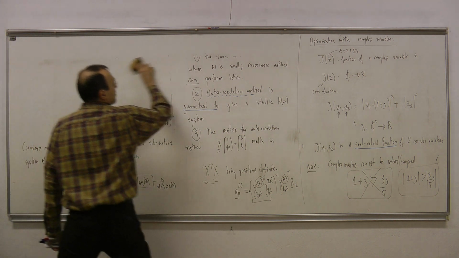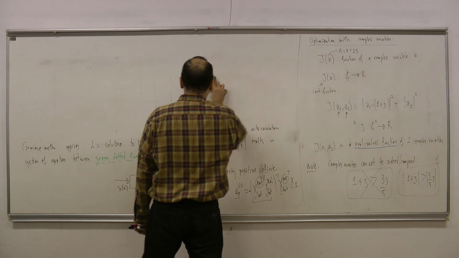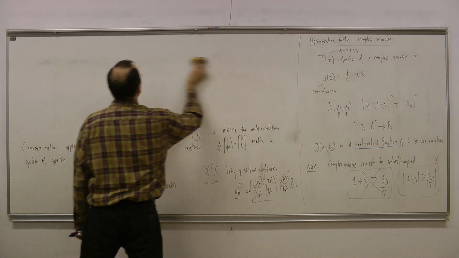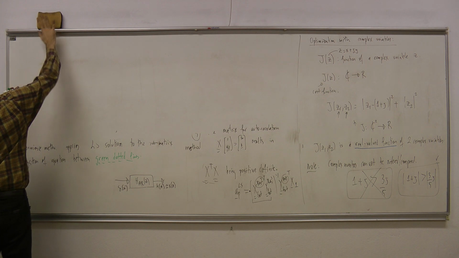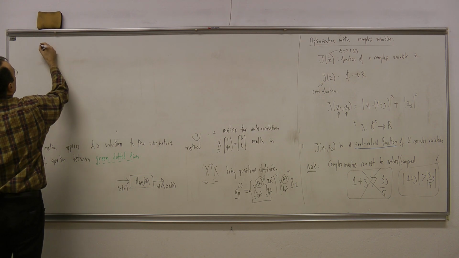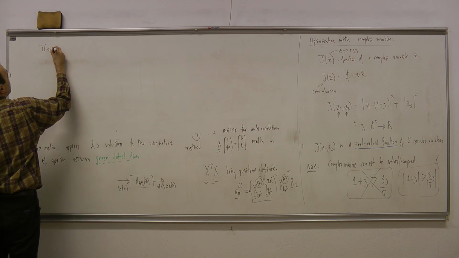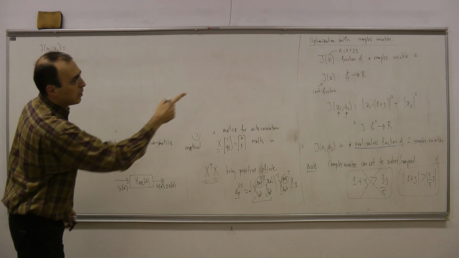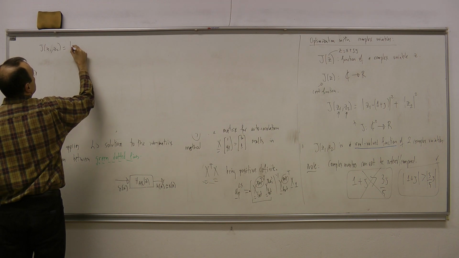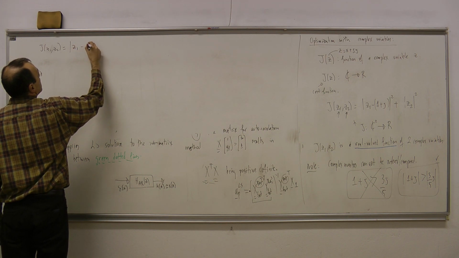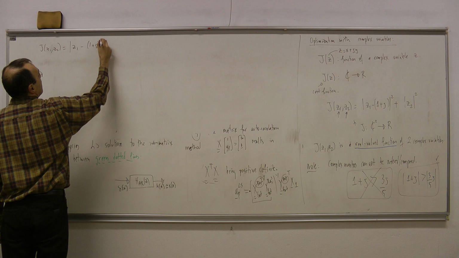Now, I think this is good enough. So let me work with that. Z1, Z2. This is Z1 minus, let's say, 1 plus j.